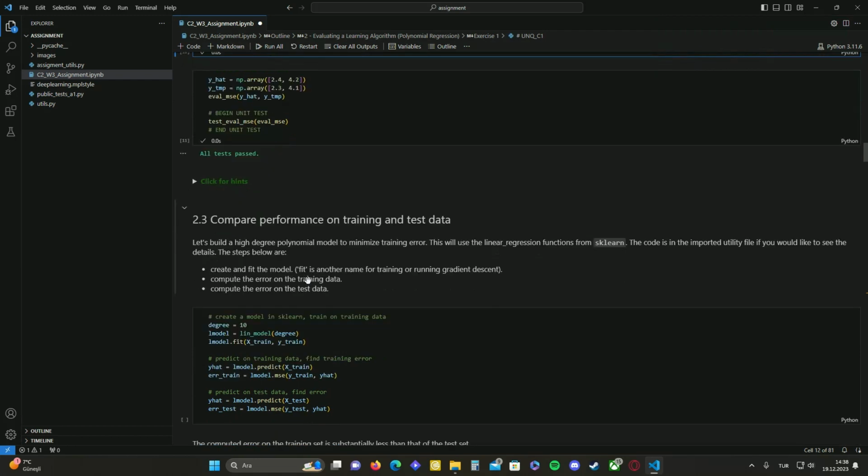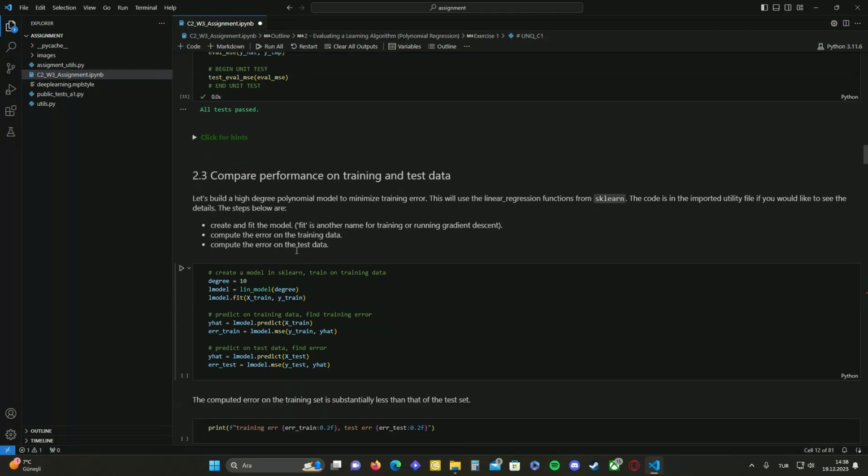Here, compare performance on training and test data. Let's build a high degree polynomial model to minimize training error. This will use the linear regression function from sklearn. The code is in the imported utility file. If you would like to see the details, the steps below are: create and fit the model. Fit is another name for training or running gradient descent. Compute the error on the training data. Compute the error on the test data.